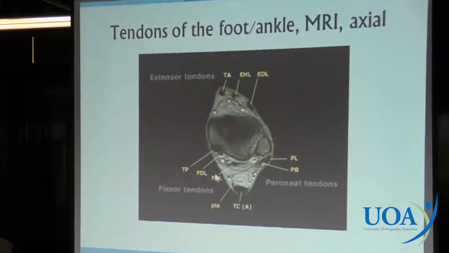Achilles tendon, and then if we come from medial going posteriorly, Tom, Dick, and Harry, here is our neurovascular bundle. So we have our PTT, our FDL, the posterior tibial nerve and artery, and then our FHL.